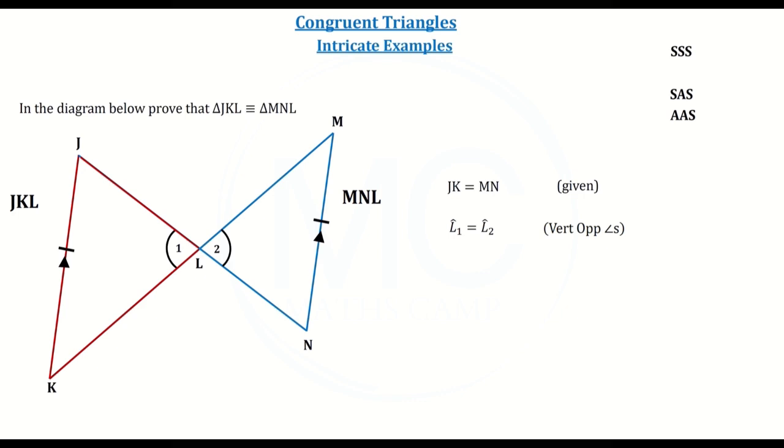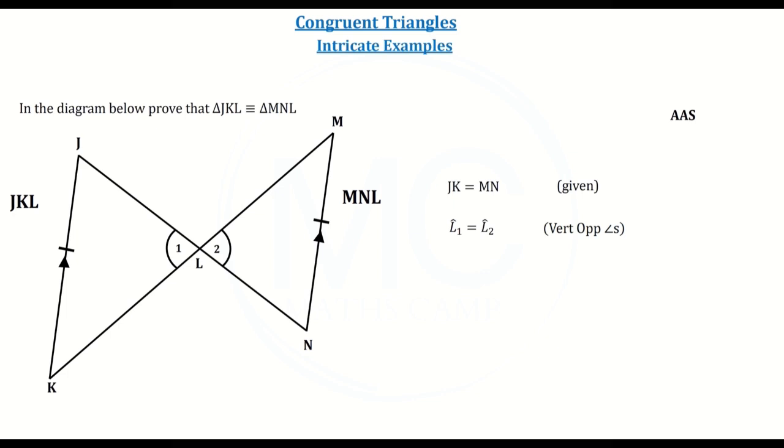Now we have one pair of sides and one pair of angles, so we're not going to use SSS as a possible reason for congruency. So let's take this out of our list. We don't have any other information about the sides of our triangles, so let's take SAS out as well. We need to find another pair of corresponding angles that are equal. The arrow on JK and the arrow on MN shows us that these lines are parallel, so we can use these to find another pair of equal angles.